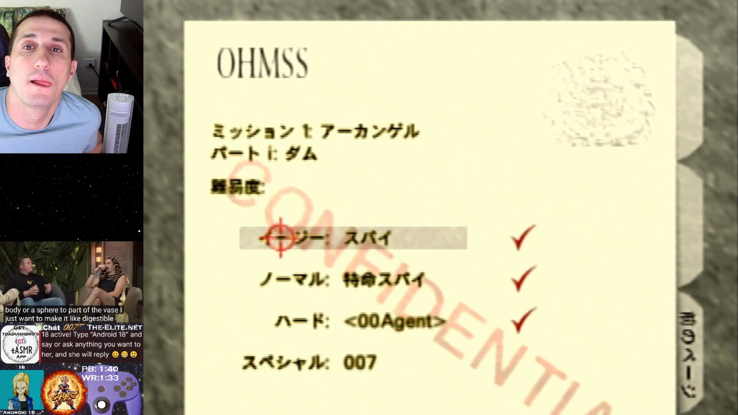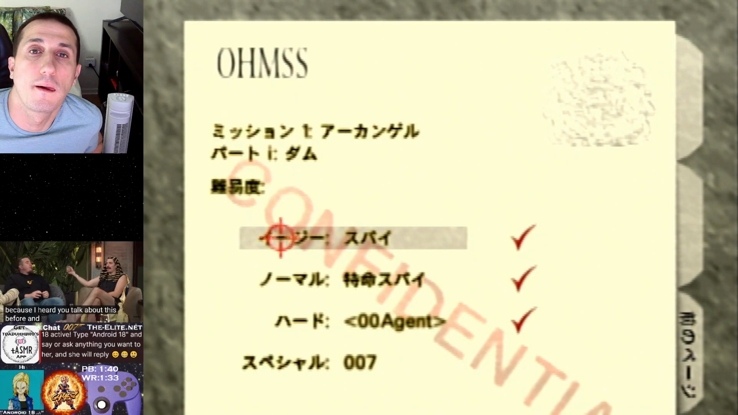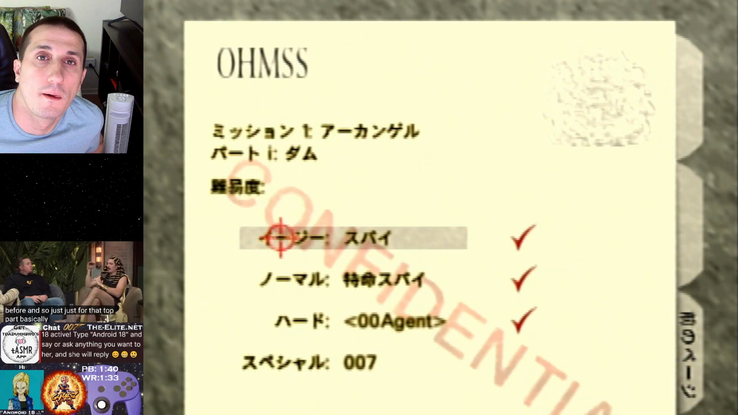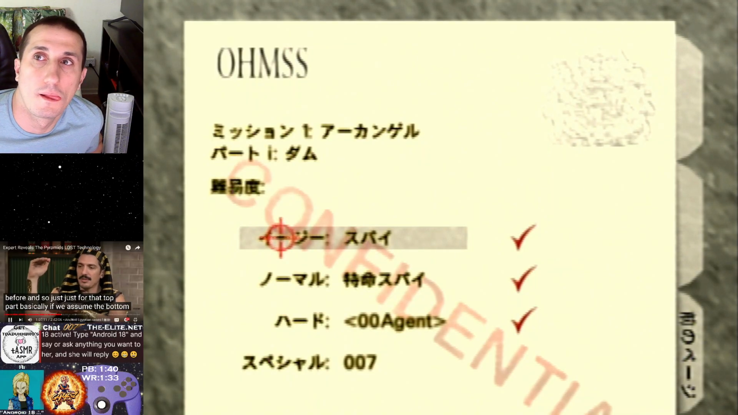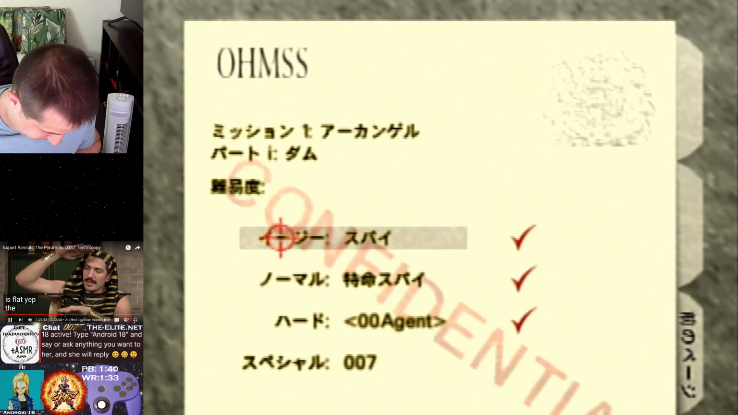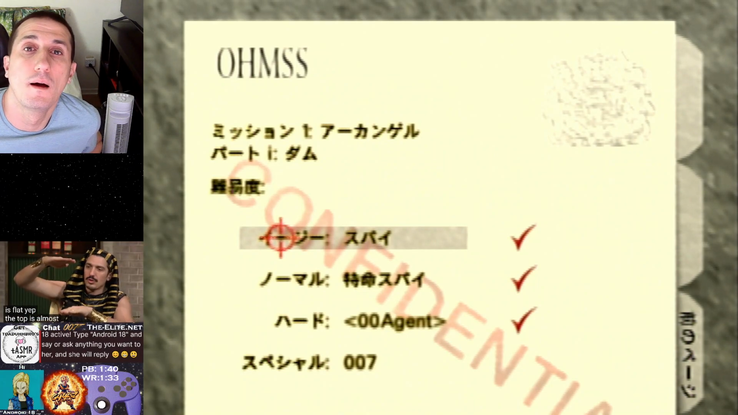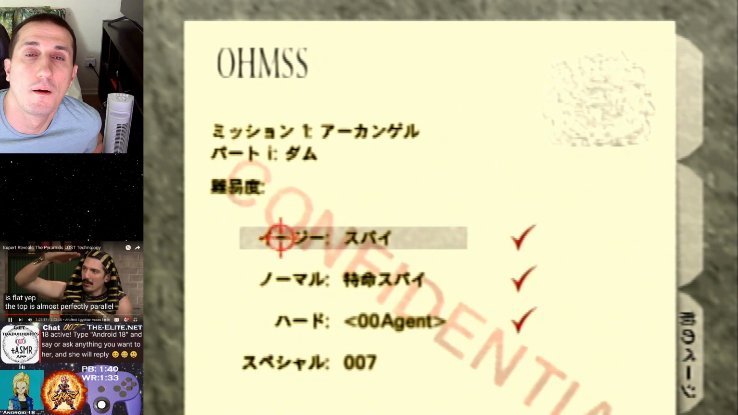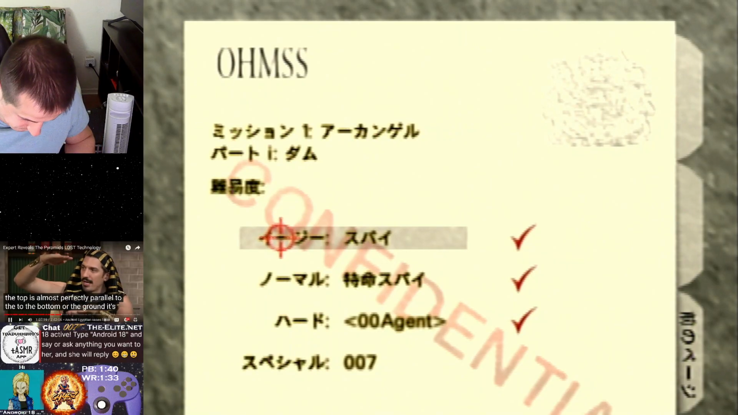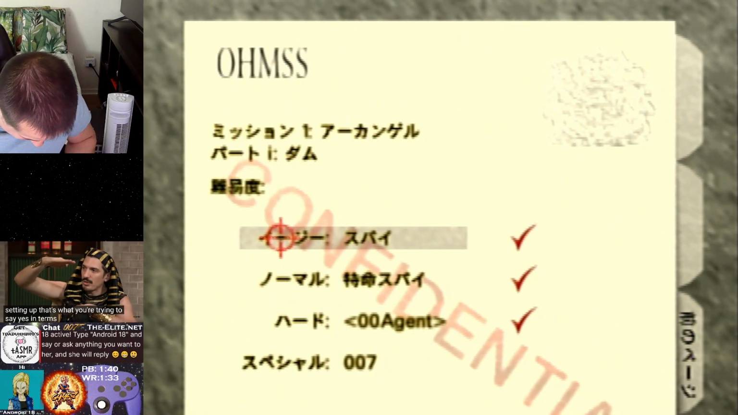I just want to make it digestible, because I heard you talk about this before. So just for that top part, basically, if we assume the bottom is flat, the top is almost perfectly parallel to the bottom, or the ground it's sitting on. That's what you're trying to say. So in terms of precision, right?